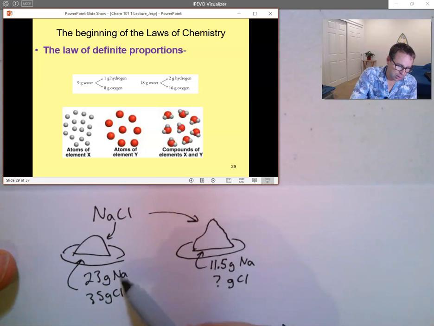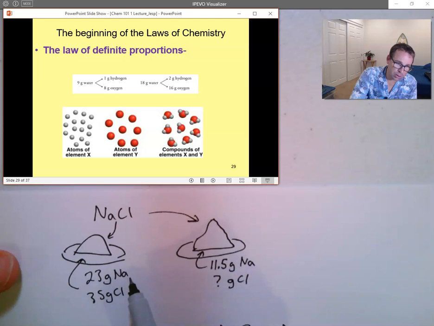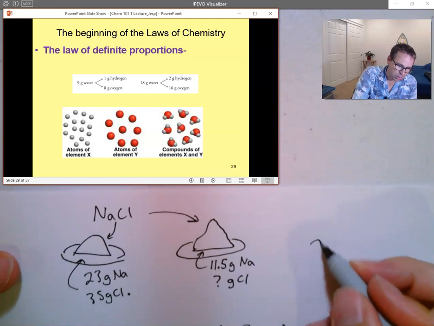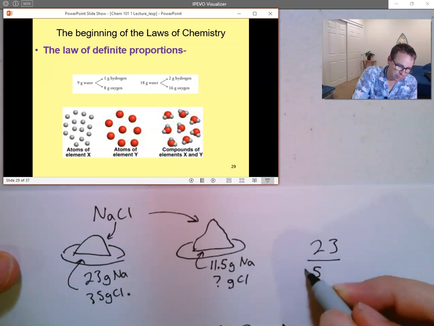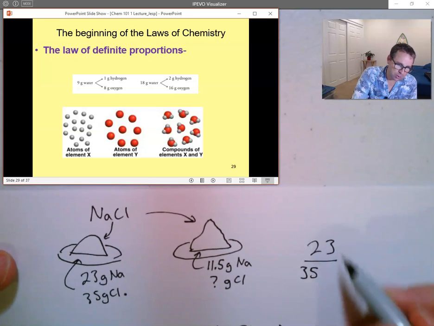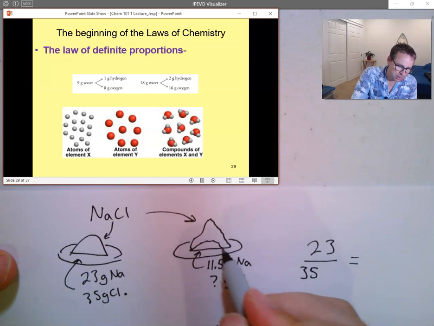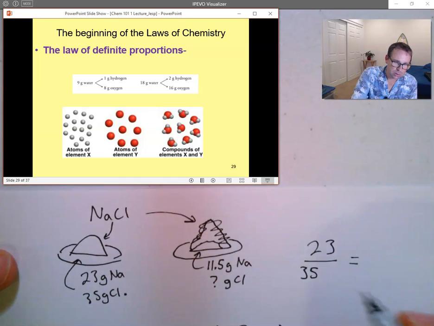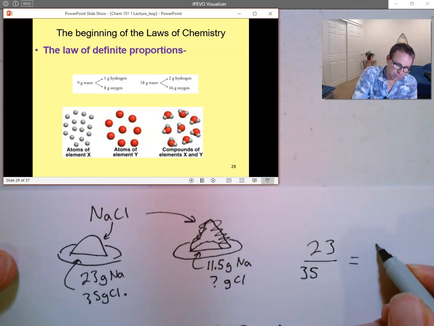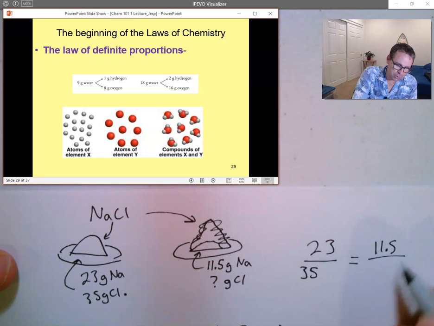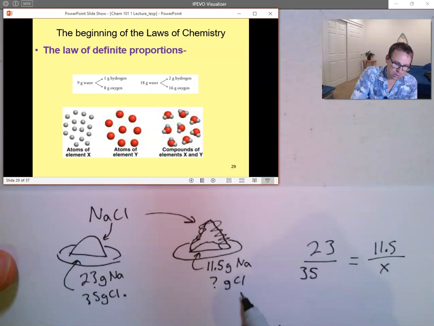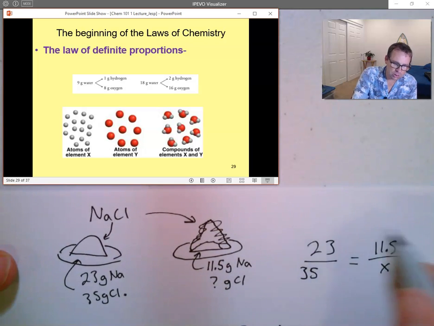So if I know that the ratio of grams of sodium to grams of chlorine is 23 for every 35, 23 grams of sodium for every 35 grams of chlorine, it has to be equal to this other pile over here. This is supposed to be the bigger pile. Let's make this the smaller pile. Sorry, this is a smaller pile now. It has to be equal to 11.5 grams of sodium over X grams of chlorine. So I can find out how many grams of chlorine will be in this pile by solving this problem.